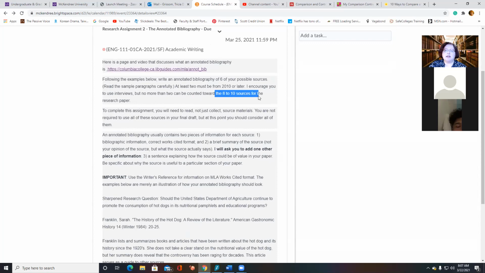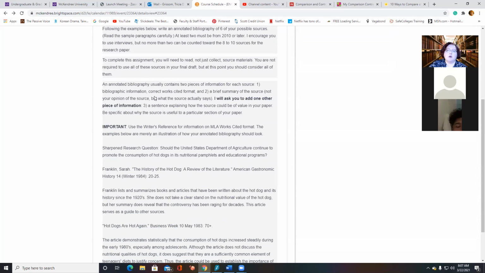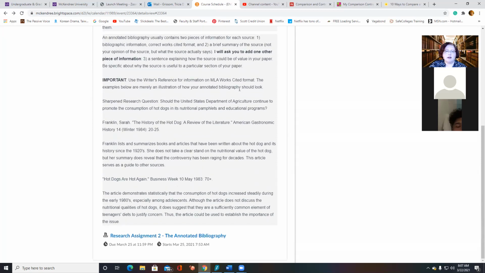Eventually, you're going to have 8 to 10 sources for your research paper, which is the next paper we do. You can use interviews, but just up to 2 of them. Okay. So basically, those 3 components they're talking about are the MLA information. Okay. So this is what it would look like.